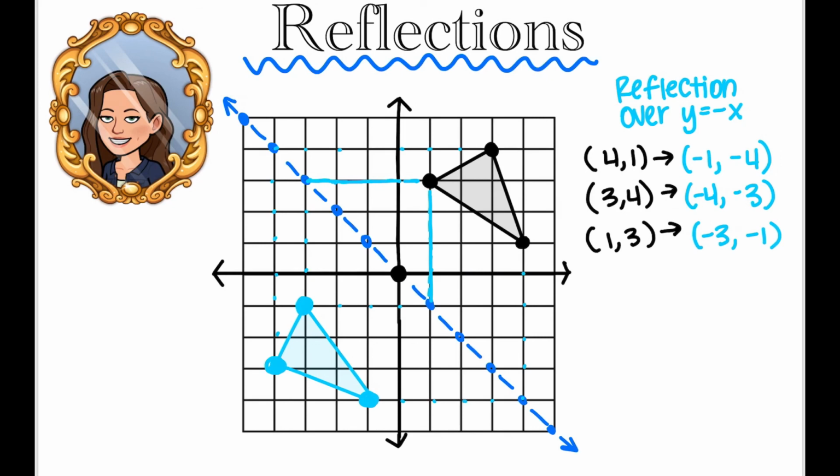So if you have a figure and you reflect it over the line y equals negative x, whatever you started with as your point x, y, notice that not only did my points switch, so 4, 1 became -1, -4, so they switched places and they both got the opposite sign.